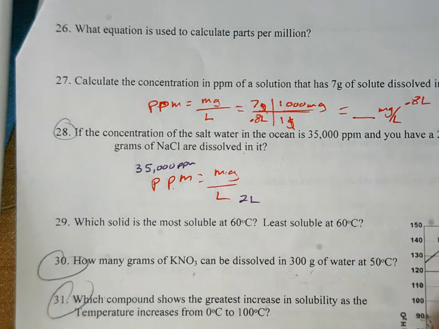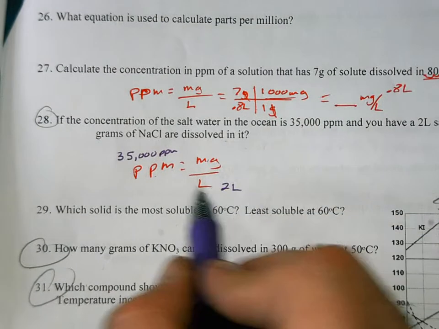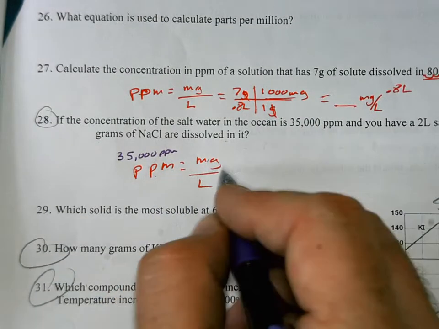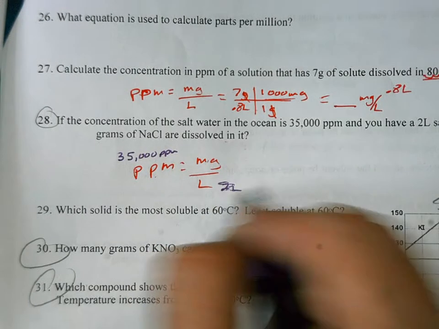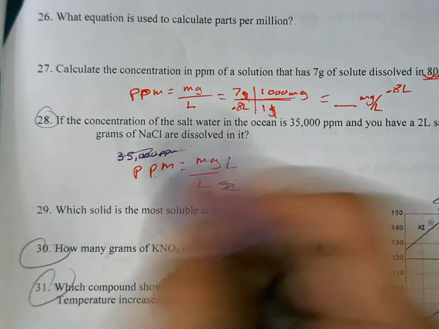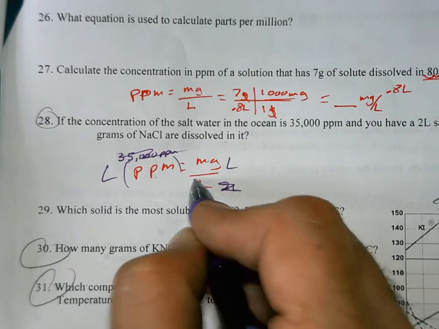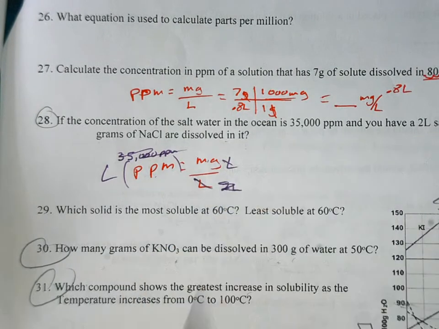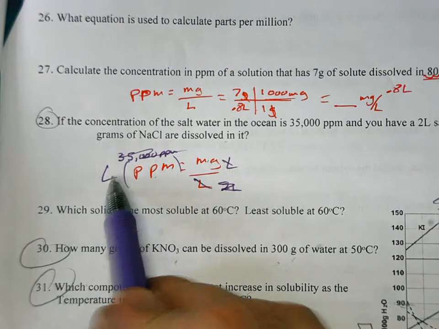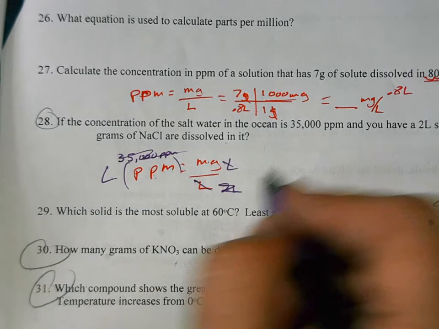You know what? I just love to rearrange equations. I want to get milligrams all by itself. So I need to multiply both sides by liters. That gets the L out of the bottom here. And we got milligrams will be equal to liters times parts per million.